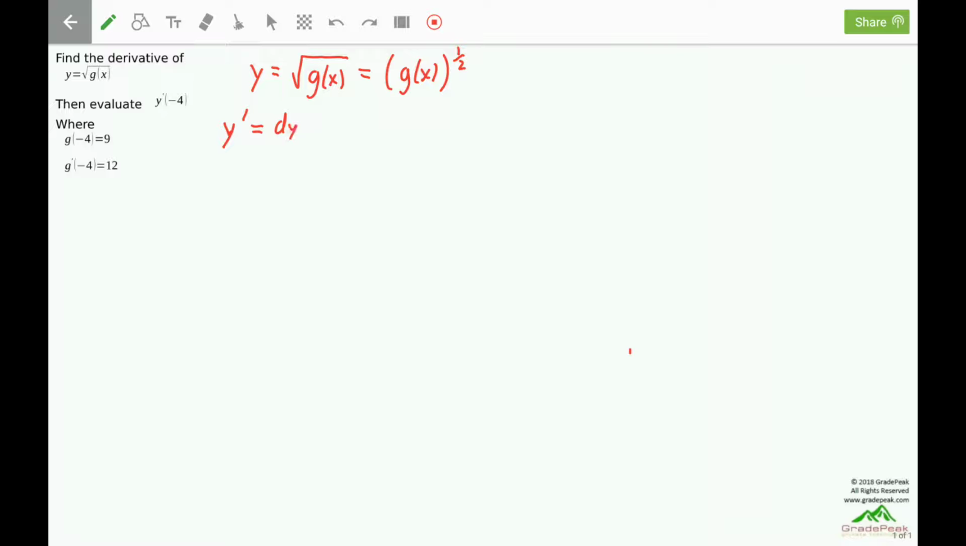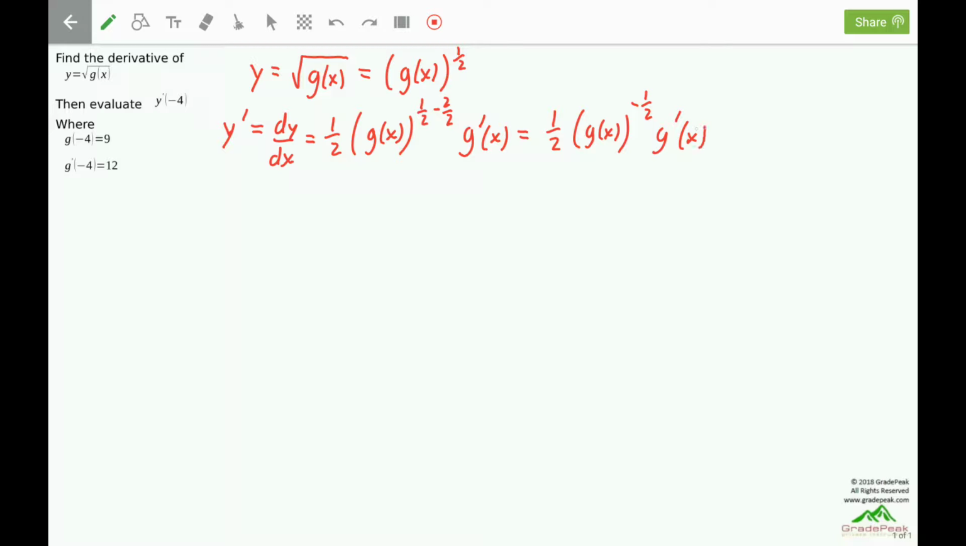Y prime, or dy dx, will equal, we start with the outermost, therefore a power rule. Let's bring the power down, 1/2, leave the inside alone, g of x, subtract 1 from the power, I will call that minus 2/2. And then since the inside isn't just an x but an entire expression g of x, we have to multiply by the derivative of the inside for the chain rule. We will call that g prime of x. And we have 1/2 g of x to the 1 minus 2, negative 1/2, g prime of x.